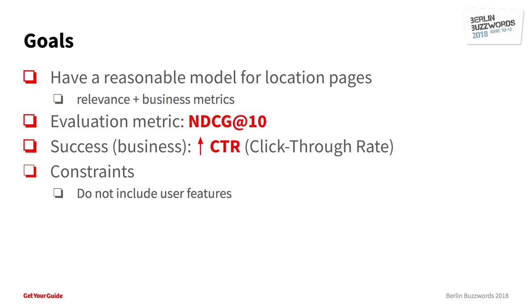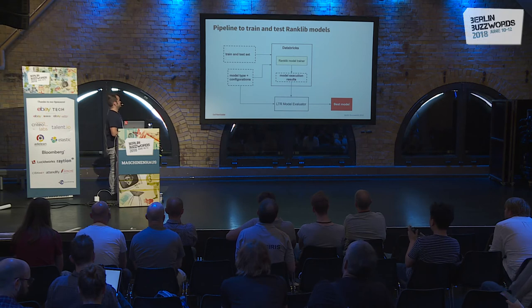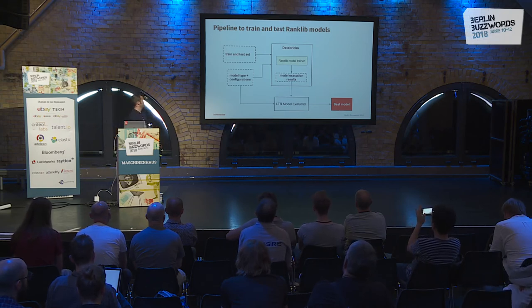And to measure success from the business perspective, we decided to use CTR. And we have some constraints. We are not including user features, like gender, age, where the user came from, things like that. And we build a pipeline again. Our pipeline now is to train and test models. It's simpler than the other one.